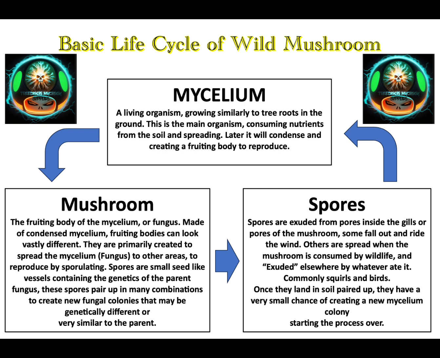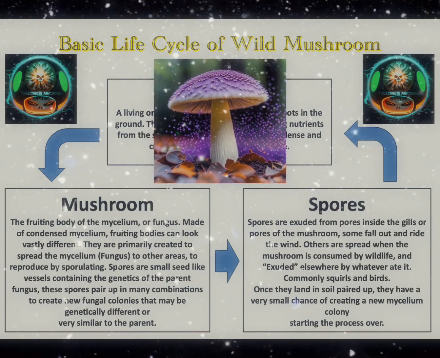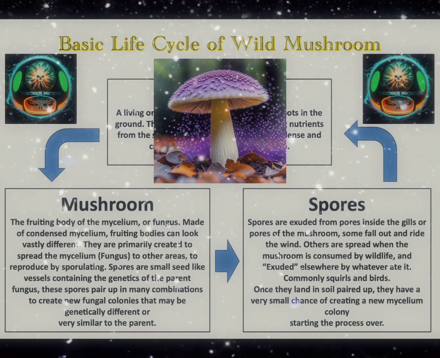And then once it decides, well, hey, I've got these great conditions, I've got enough food, or maybe I've run out of all the food and I need to reproduce, I want to spread, that's when the fruiting body comes in and you get a mushroom. The mycelium reaches to the surface, it finds the light, it finds the air, and it creates a fruiting body, which then sporulates, sending the spores out throughout the air, throughout the environment.